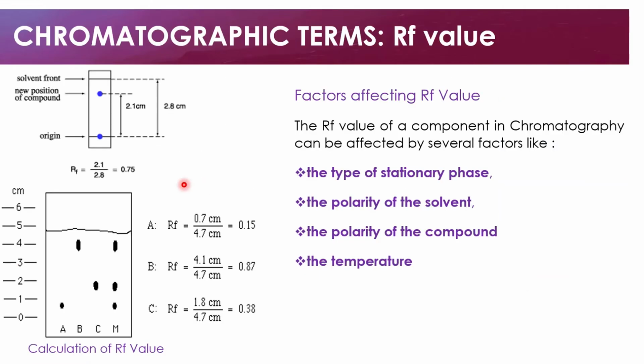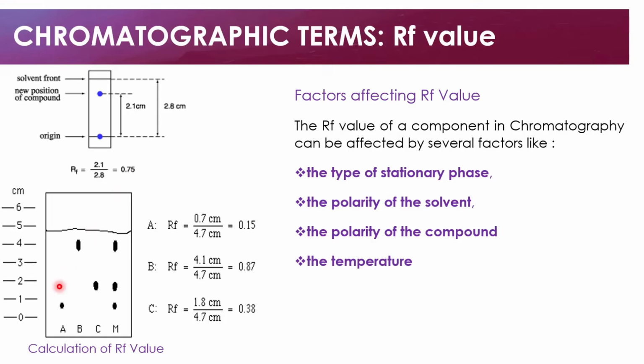Now let's try to do some calculations for the examples over here. We have two examples. This is the first example, and this is the second example. From the first chromatogram, we can see that the distance traveled by our compound on the stationary phase is 2.1 centimeters, and that of the solvent front is 2.8 centimeters. So the RF value for this compound will be 2.1 divided by 2.8, which is equal to 0.75.